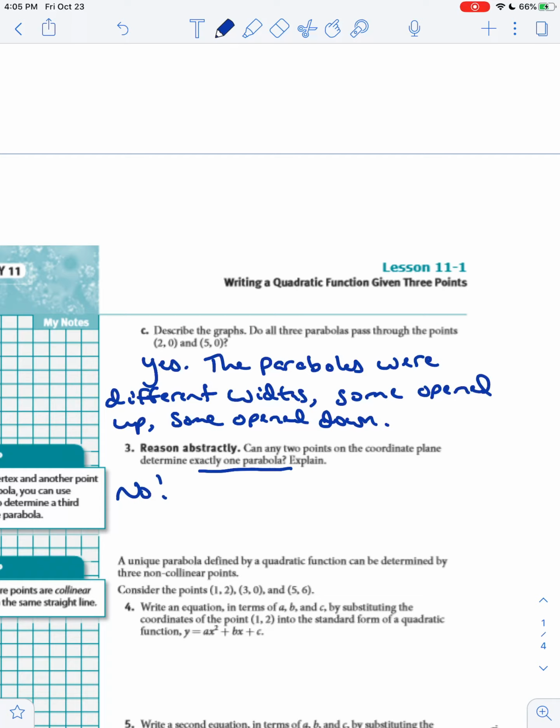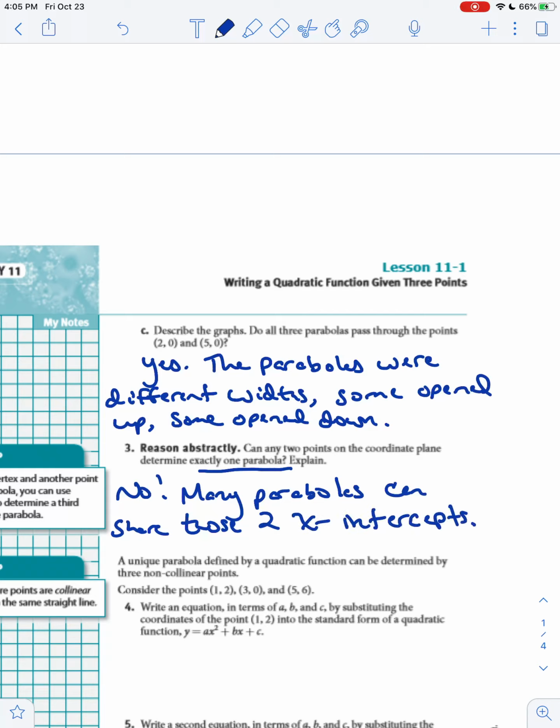So can any 2 points on a coordinate plane determine exactly one parabola? No. Many parabolas could share those 2 points. So many parabolas can share those 2 intercepts, actually, those 2 x-intercepts. But they are not the same parabola.